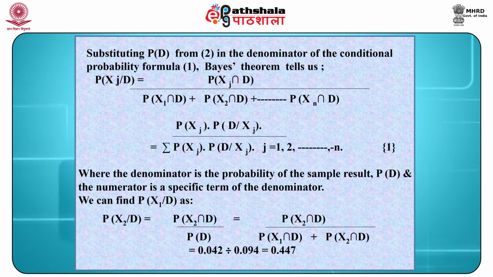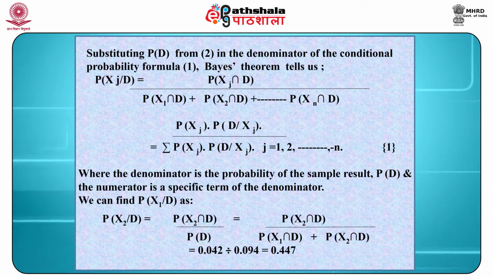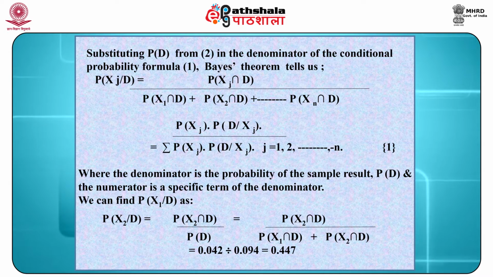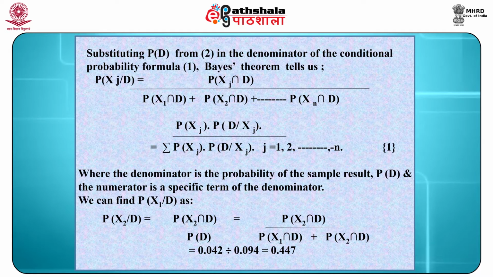P(x2 | D) is equal to probability of x2 intersection D divided by probability D. This is then equal to probability of x2 intersection D divided by probability of x1 intersection D plus probability of x2 intersection D, which is equal to 0.042 divided by 0.094, which is equal to 0.447.